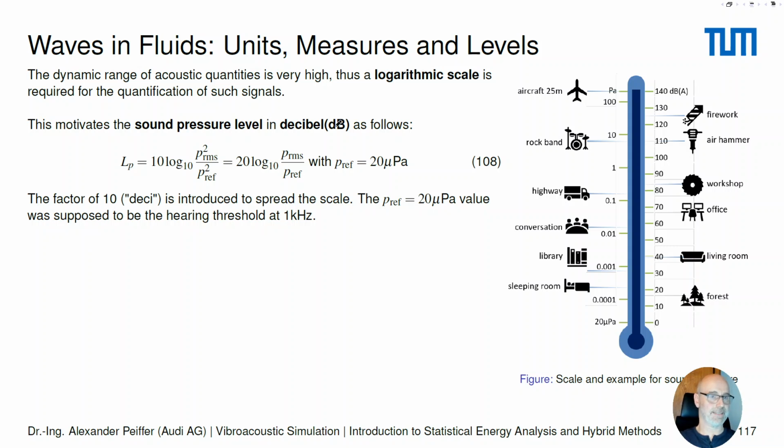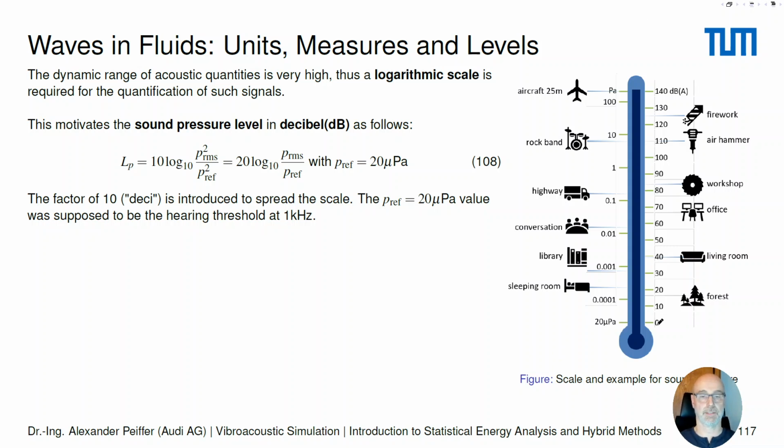Why is it called decibel? It's just multiplied by a factor of 10 to spread the scale, because otherwise it would not be 10, 20, 30 decibel, it would be 1, 2, 3. By the way, the Richter scale of earthquakes is just using a logarithmic scale without the 10. To relate the values of this, here are just some examples.